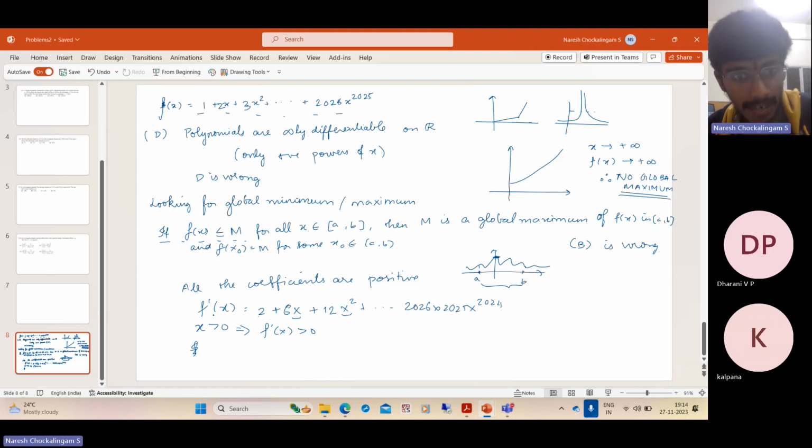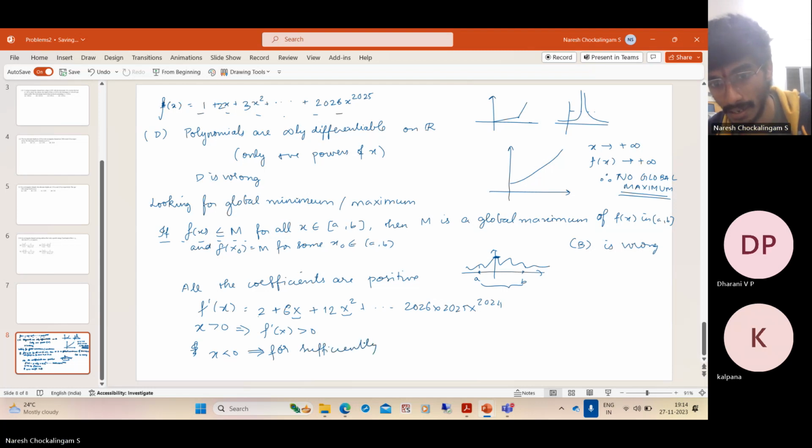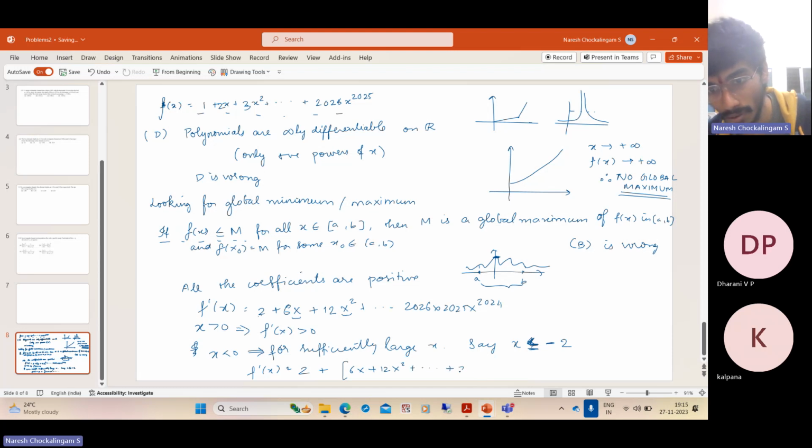So when x is less than 0, you look at the derivatives. For sufficiently large negative x, say x less than or equal to -2, what will happen? Look at f dash of x. So f dash of x is 2 plus 6x plus 12x square plus something up to 2026 into 2025 x power 2024. Now this is a positive coefficient, no problem.